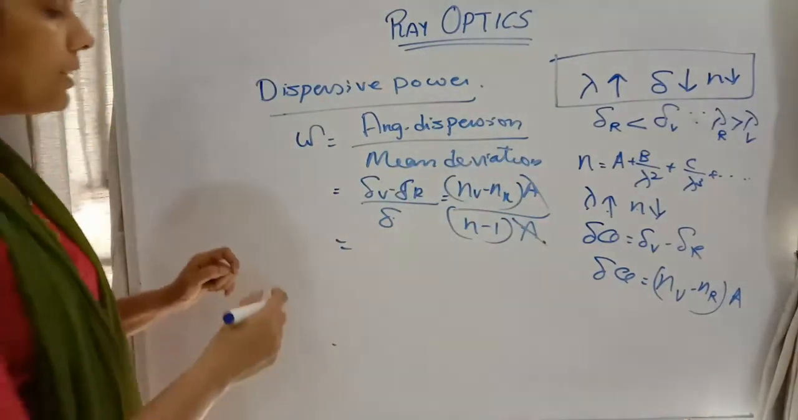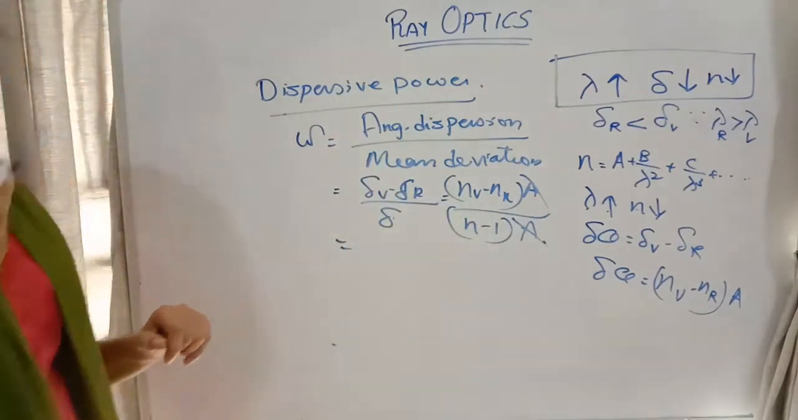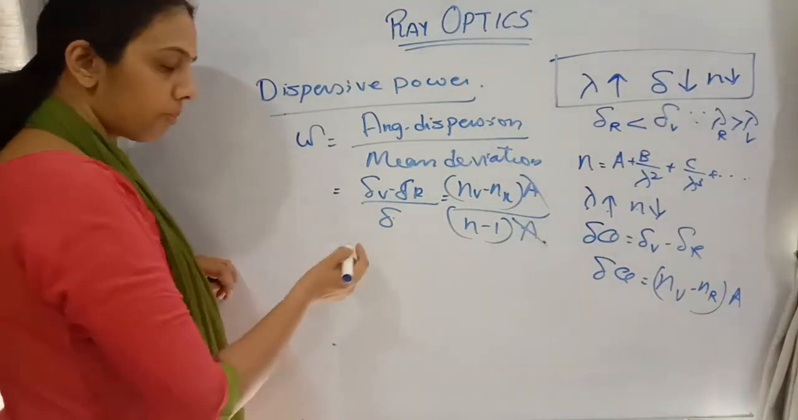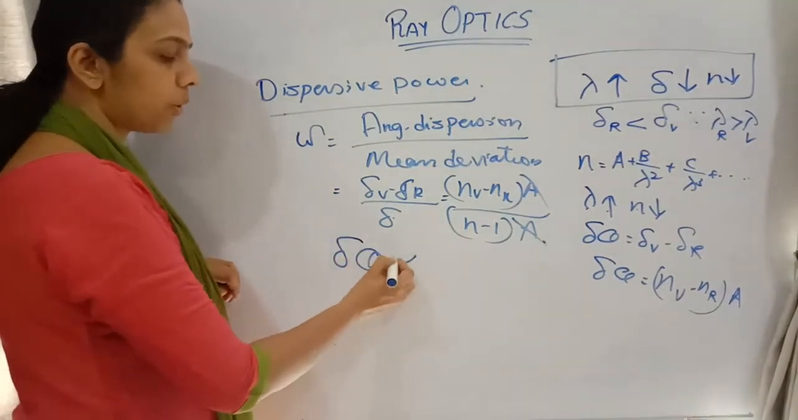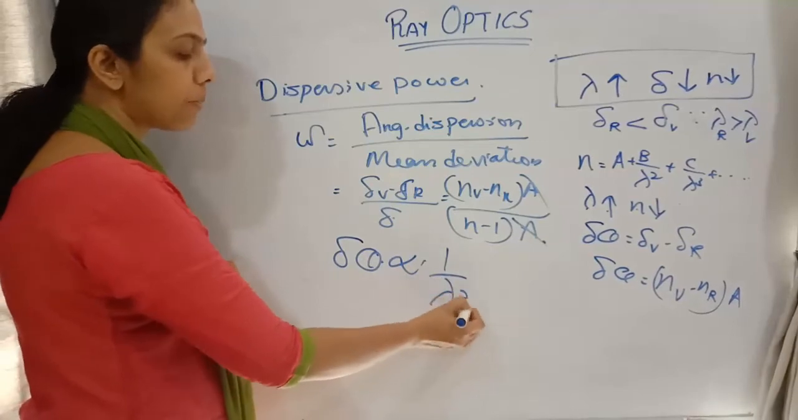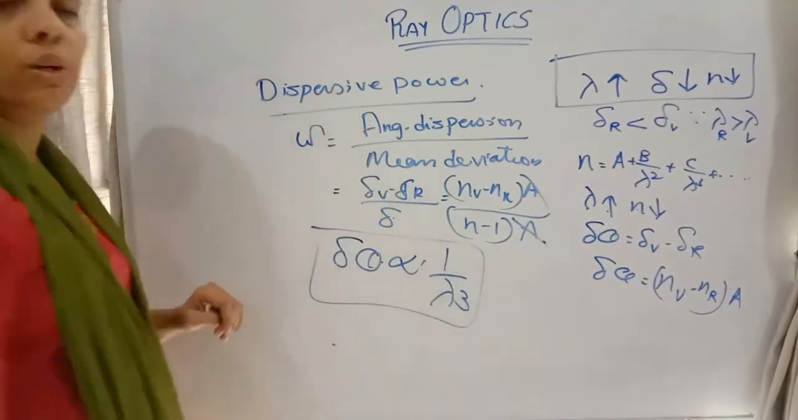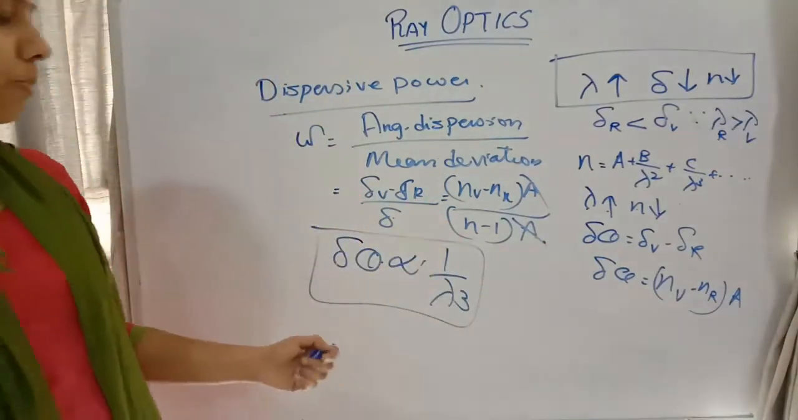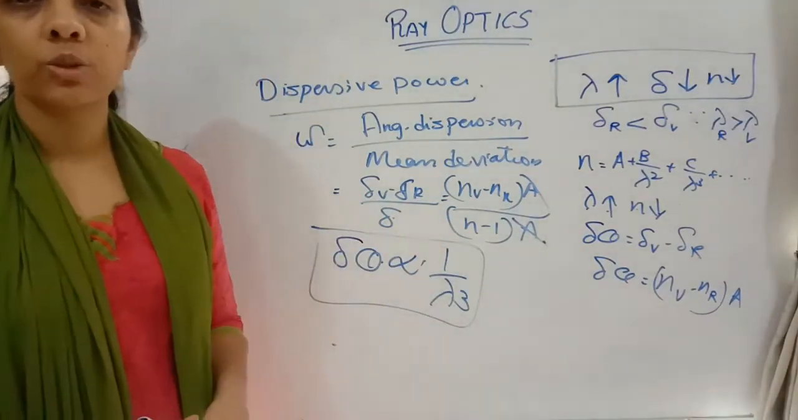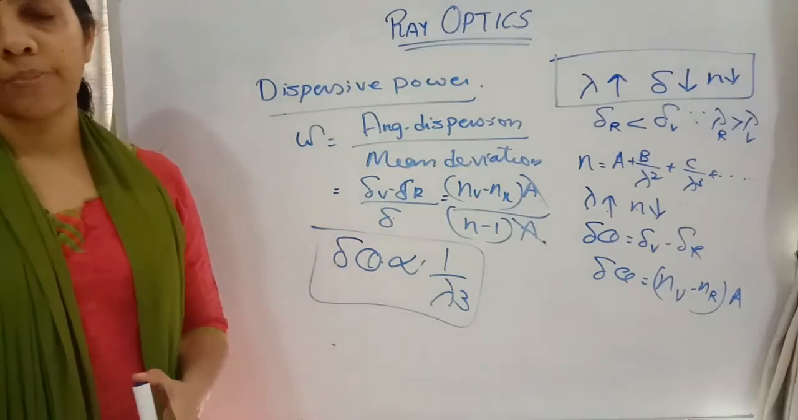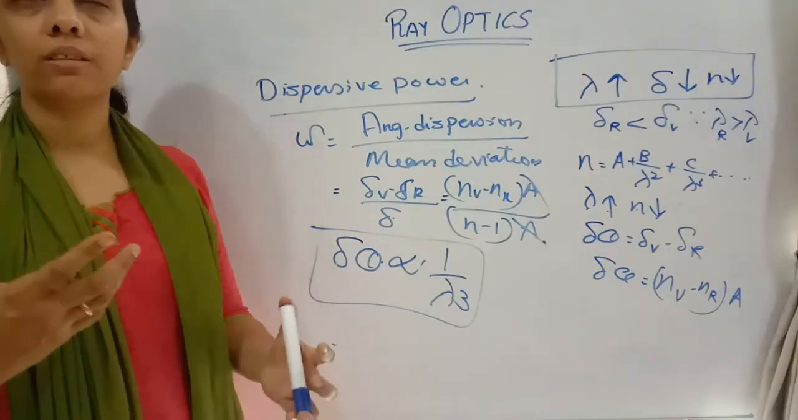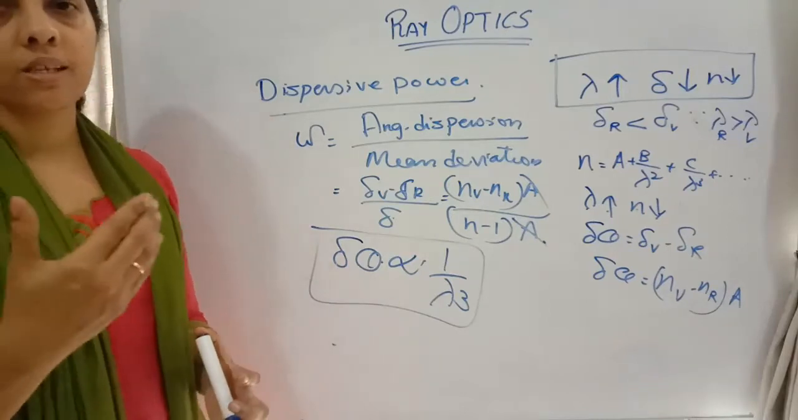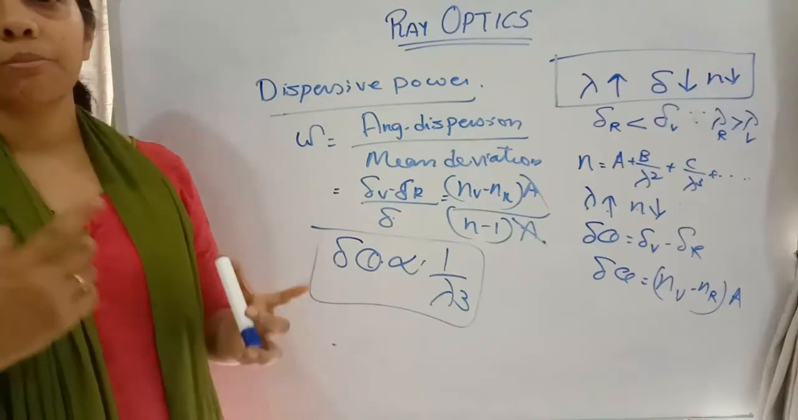Clear? Then next, does angular dispersion have any dependence on wavelength? Yes, but the derivation is not required for you. Delta theta is inversely proportional to lambda cube. So angular dispersion is inversely proportional to the cube of the wavelength of light. A natural phenomenon which we obtain through dispersion is the rainbow.